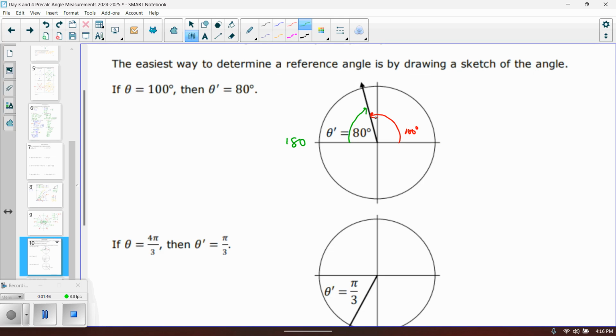And again, always double check to make sure that your reference angle is between 0 and 90. If you tell me that a reference angle is 95 degrees, that's wrong because it's greater than 90. So make sure that it is between that.